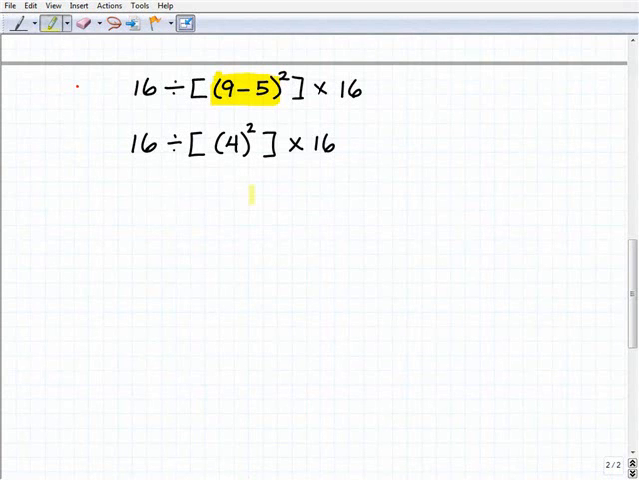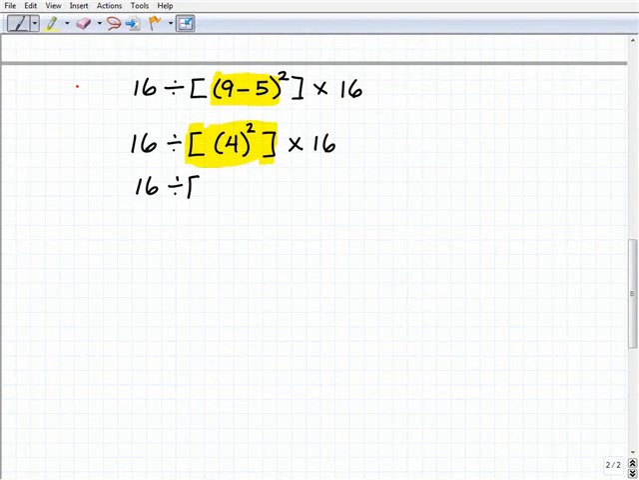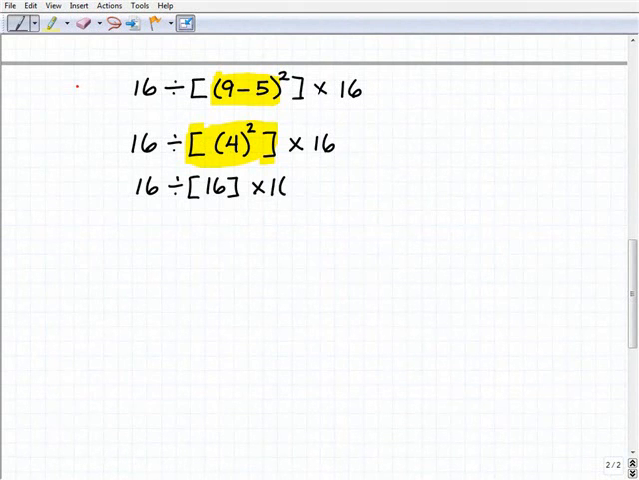So what do I do next? Well, I still have to work inside of whatever parentheses remain. These brackets are basically, like I said, parentheses, grouping symbols. So I have to work on this 4 squared. And notice I'm just rewriting everything nice and neat. So this will be 16, and I'll put brackets. You can use parentheses, by the way, if you'd like at this point, but it's up to you. So it's going to be 4 squared inside of the brackets, which is 16, times 16.